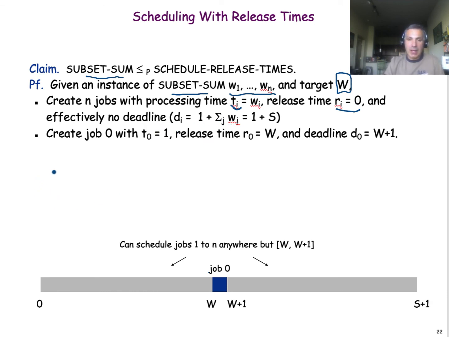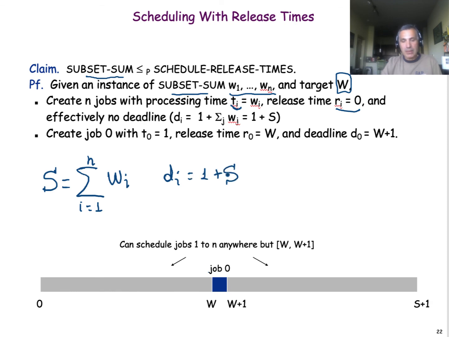What is the deadline? Let's say that uppercase S is the summation of all of these wi, right, for the n numbers. In other words, in the scheduling problem, this S is the summation of the total processing time of all the jobs, right? So we set the deadline of all of the jobs to be 1 plus S, right? What does this mean? That if we only had to process these n jobs, the order of the schedule wouldn't matter because we would always be able to complete all of them before the deadline.